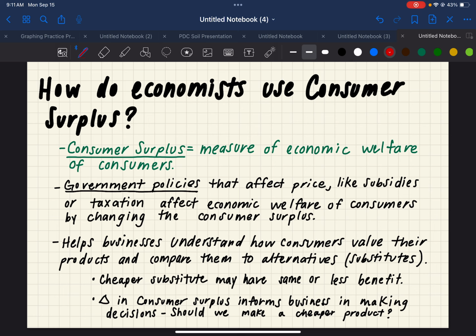So that's the marginal benefit curve and consumer surplus. Remember, the marginal benefit curve is the same thing as the demand curve, and consumer surplus is the total extra benefit received by the market above what they pay for a product. And it's used in these ways by businesses and by government policymakers, and it's the measure of economic welfare of consumers.